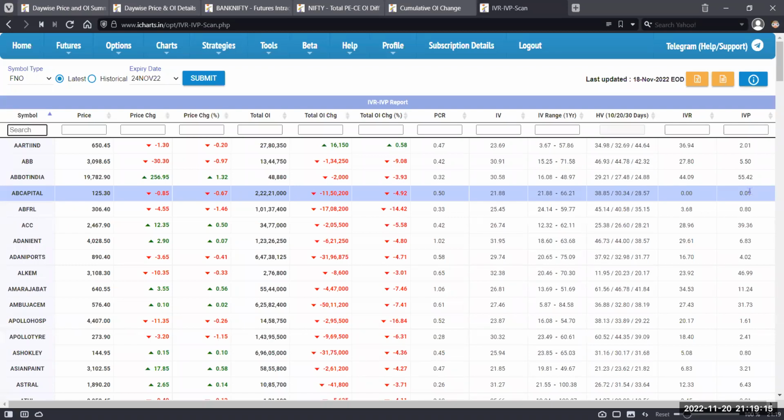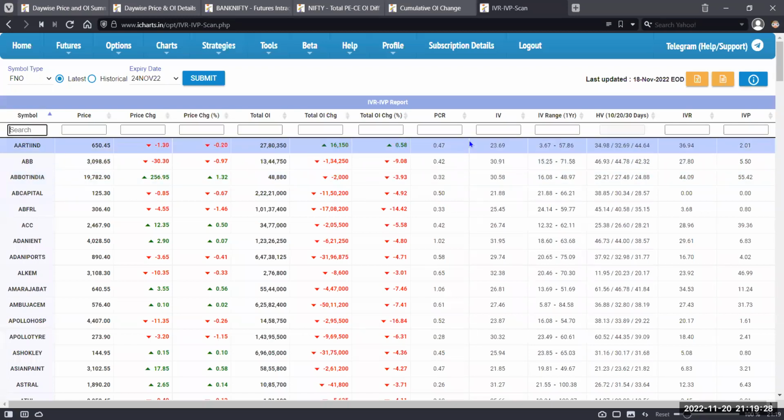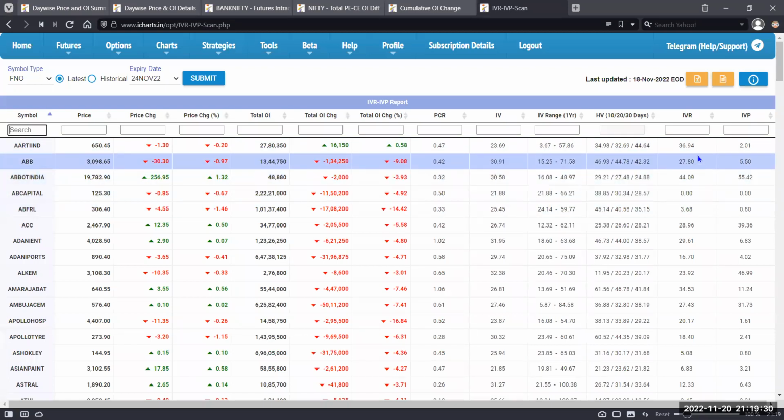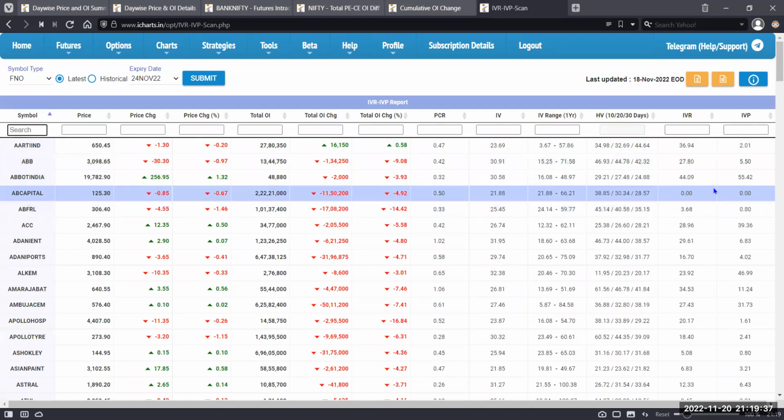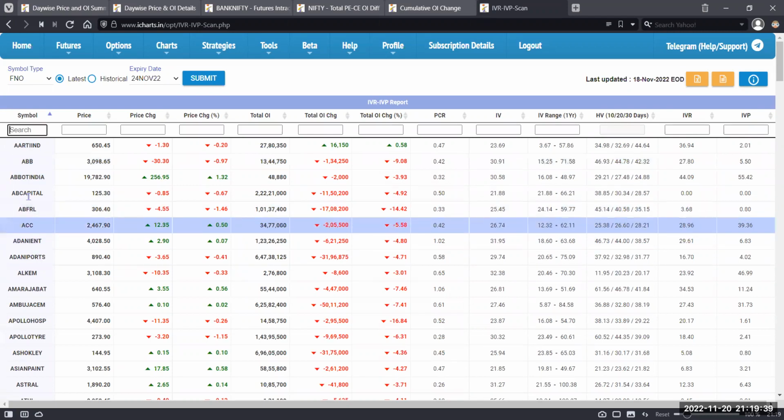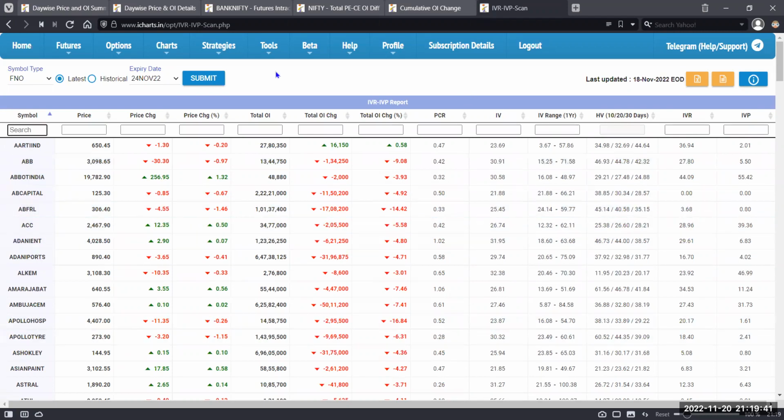So IVP should be above 50, 60% or so. IVR also above 40, 50, more than 50, 60 or so. That is better. So that's it about IVR-IVP. Mainly it's for deciding what kind of strategy you want to use for a particular script. That is what this tells you.